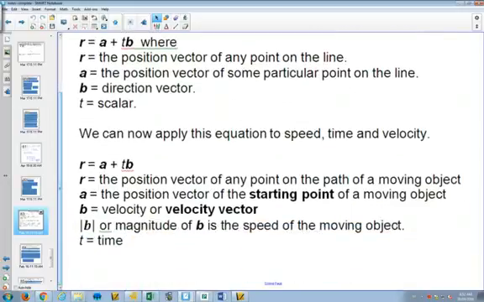So now, with speed, time, and velocity, r is the position of any point on a path. So some object is moving along a path. Okay? A is where that object is starting. And B becomes your velocity vector because it has a direction and a length, and that length will be its speed.